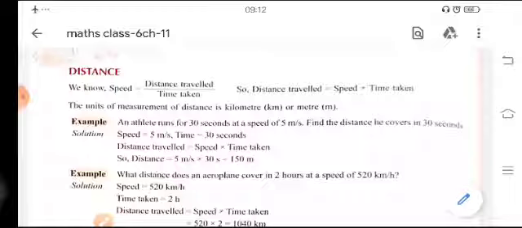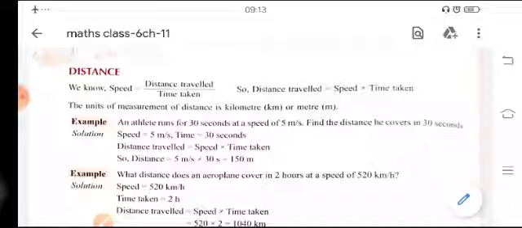So students, in this class we were discussing speed, distance, and time. In the previous class, we discussed how we calculate the speed, and we also learned the conversion of units. So today in this class, we will learn about distance and time, how we calculate distance as well as how we calculate the time.